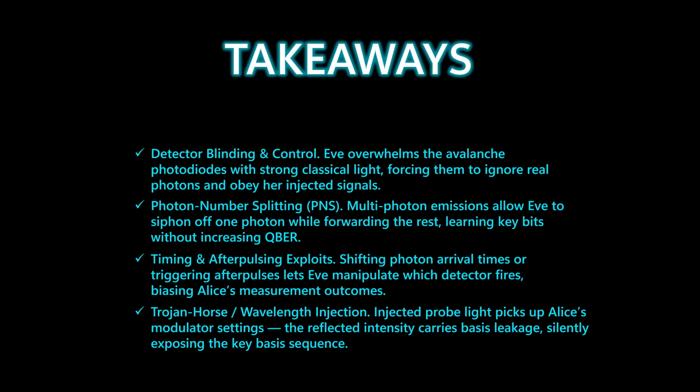We then examined timing and afterpulsing exploits. By shifting photon arrival times or triggering afterpulses inside the detectors, Eve can bias which detector fires, effectively steering Alice's measurement outcomes. And finally, we looked at the Trojan-Horse or wavelength injection attack. A faint probe beam injected into the device picks up Alice's modulator settings, and the reflected intensity leaks the basis information Eve needs to compromise the protocol.